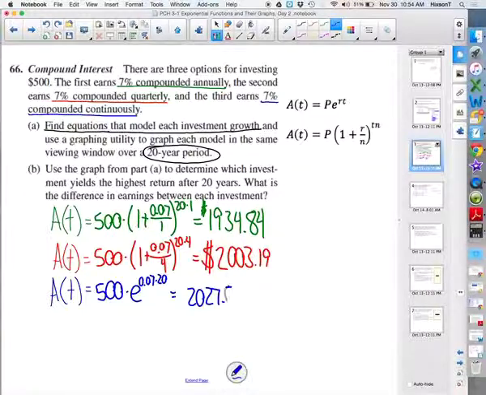27.59.6, and we'll make sure we round. So $2,027.60. Just for letting it sit there for 20 years and not touching it, you have 4 times as much money. How come we use the first equation? Because the first one we wanted continuously, and this one has the e. That's how we get the continuous.